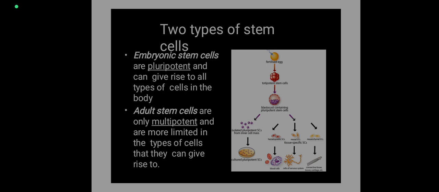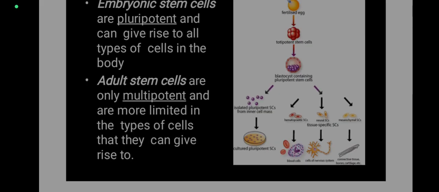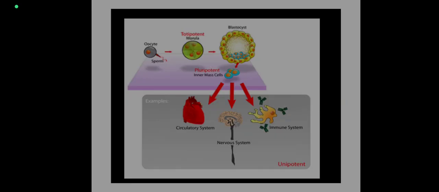There are two types of stem cell. Embryonic stem cells are also known as pluripotent, and can give rise to any type of cell in our body. We get the embryonic stem cell from a fertilized egg and sperm. Adult stem cells are known as multipotent stem cells. They are more limited in the types of cell they can give rise to. Pluripotent has more potential than the multipotent stem cell.